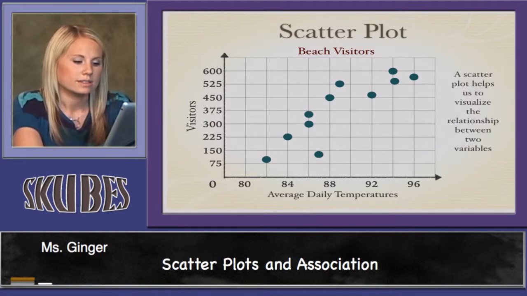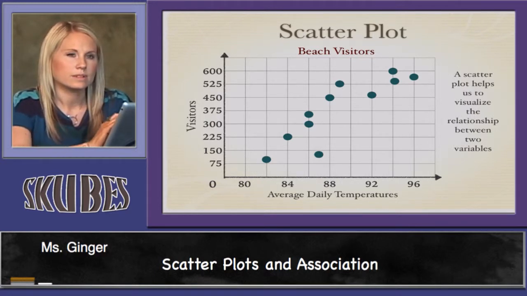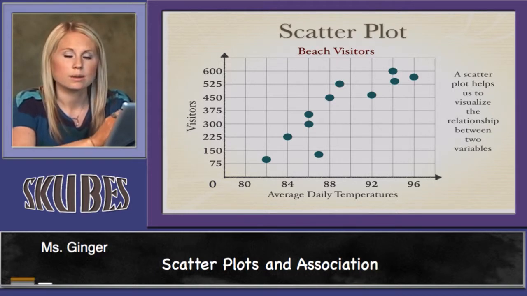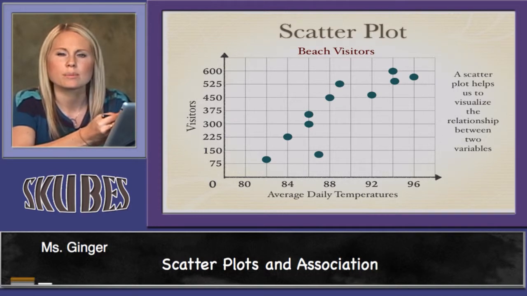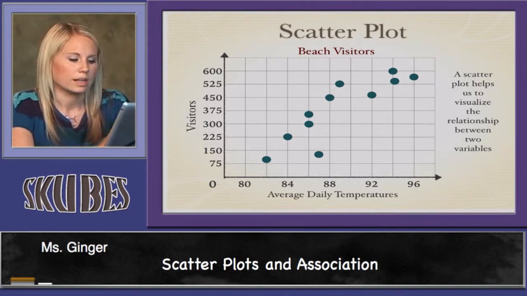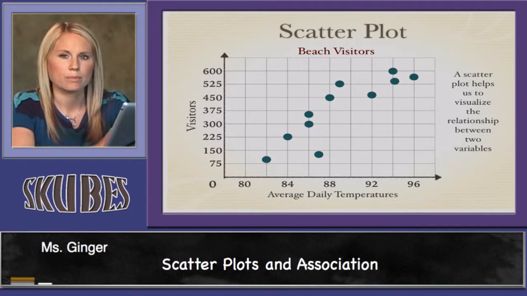Now, it's not a steady, strong increase. You can see that there are some dots that seem to be out of place, or it's not a perfectly straight line, but that's what a scatter plot is. It'll just sort of look like it may have a relationship but won't be a perfectly sloped straight line.